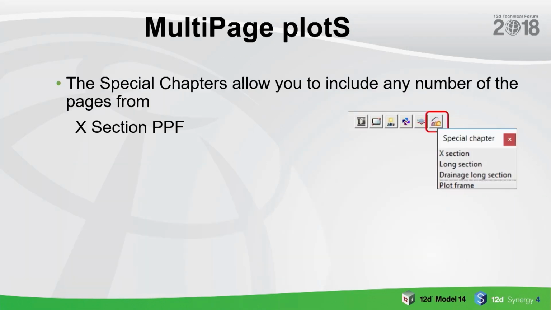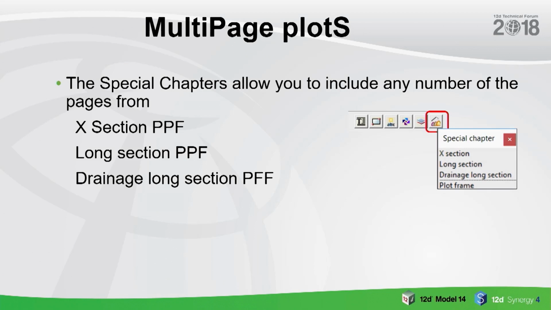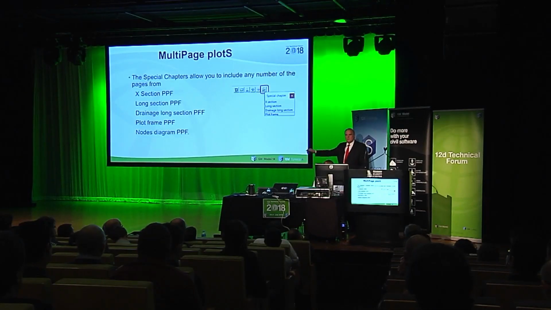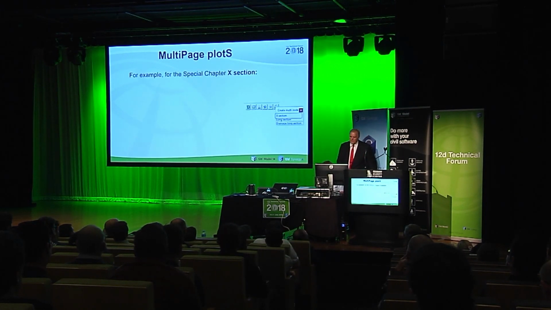And so say these are the special chapters of cross sections, long sections, drainage, PPFs. There's also plot frames there, and also nodes diagram. So it'll work out how many pages there, and just that chapter will be self-contained. So your page number can then be continuous right to the end. So if you've got all those mixed in, there's no problem. Right.